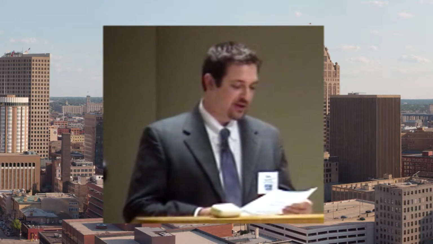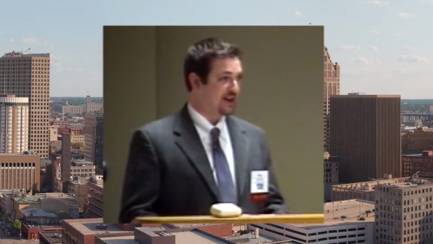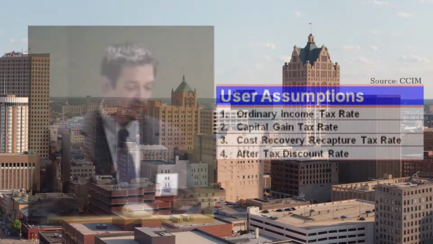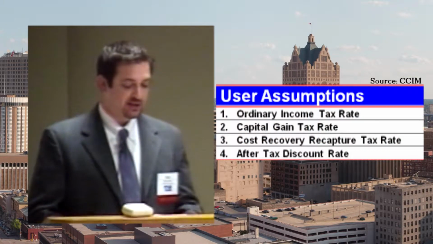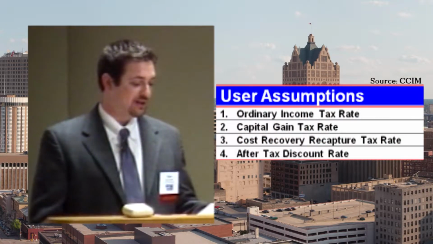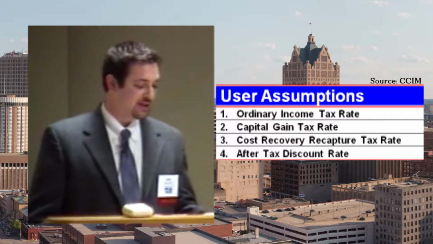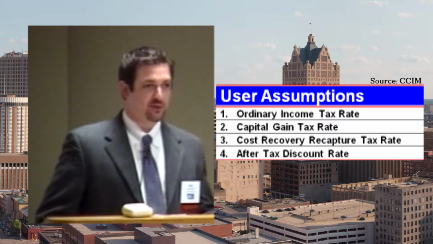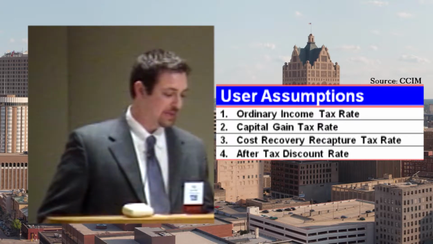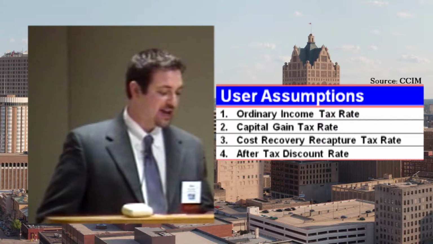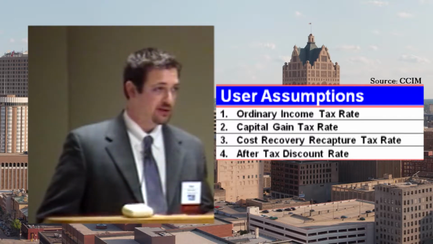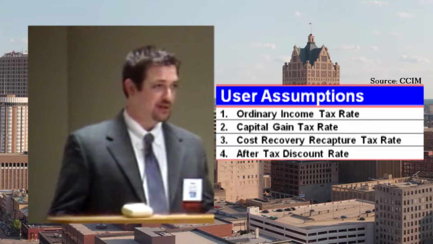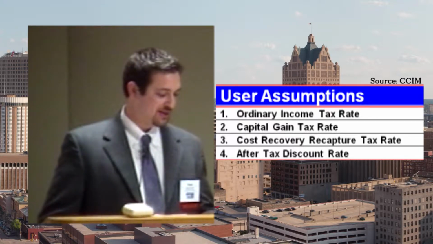At the top, I'm going to quickly run through these and just tell you some key points and how it relates to maximizing the value of your asset. Ordinary income tax rate. In the example we're doing here, I'm using 25 to 30%. Capital gain tax rate. These are all accountant questions. 25 to 28%. Cost recovery or recapture rate. I use 25 to 28%. Your companies may be different, but you're going to need some assumptions in this analysis.